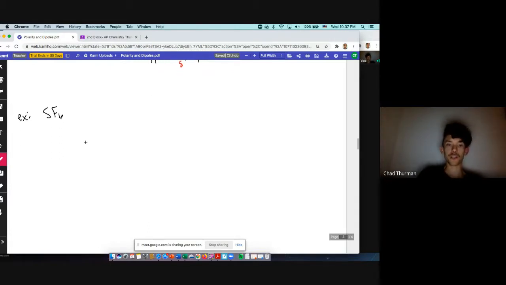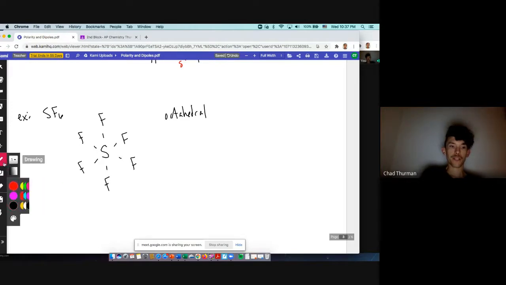SF6, we did this molecule the other day. Sulfur is one of those weird ones that can experience an expanded valence. I'm just going to do this one quite quickly. I'm not drawing the lone pairs on the fluorines because I don't care about them. Remember, we call this one octahedral in shape. So I've kind of already drawn it like that as best I can.